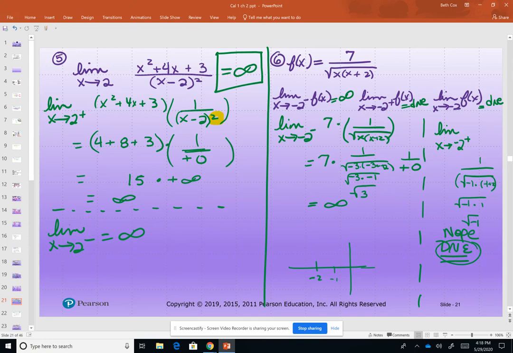Plug it in, yes. Simplify it if you can't plug it in until you can plug it in. Awesome. And then thirdly, if you can't plug it in, then you have to analyze it. Look at the left, look at the right, see if it's going to infinity.